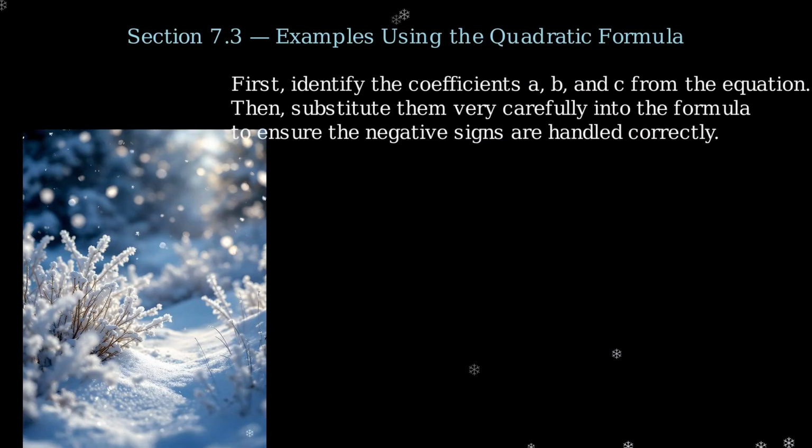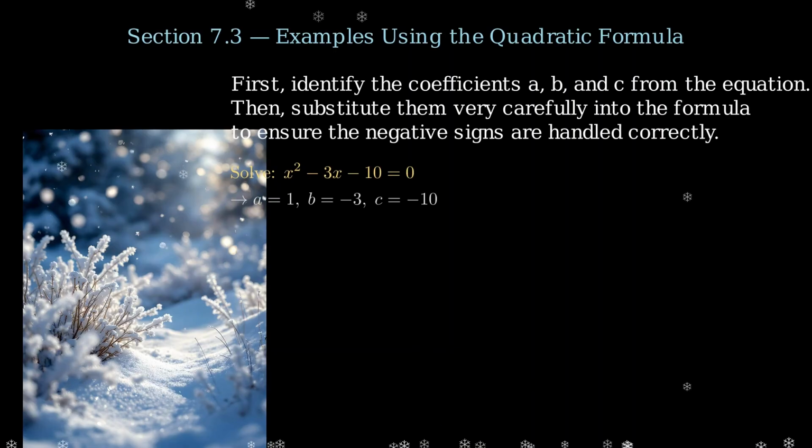Let's practice a core application example using the quadratic formula. To solve the equation x squared minus 3x minus 10 equals 0, we first list out the exact values of a, b, and c. Here, a equals 1, b equals negative 3, and c equals negative 10. Now, we carefully substitute these three numbers into our formula.